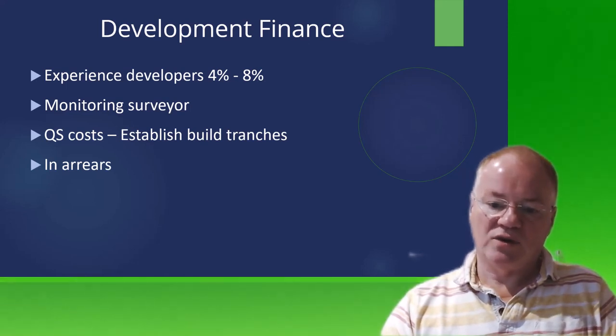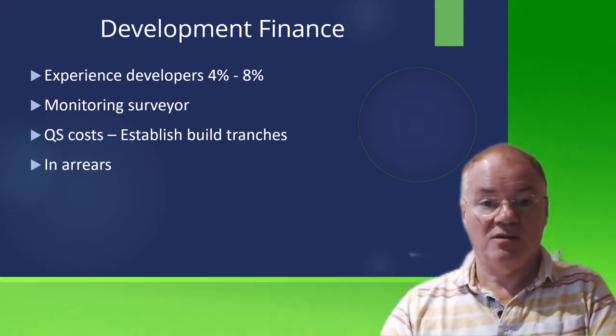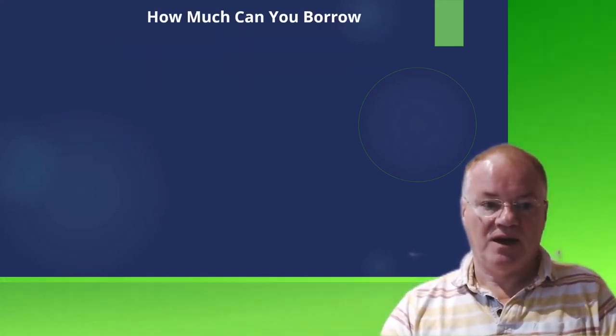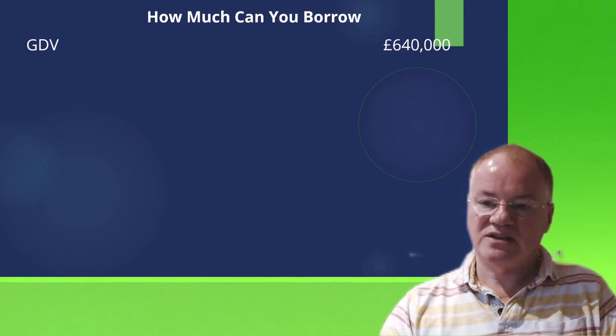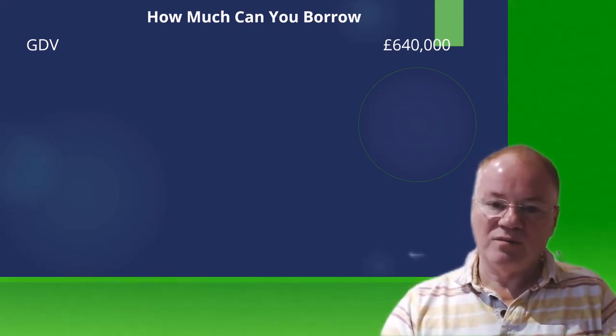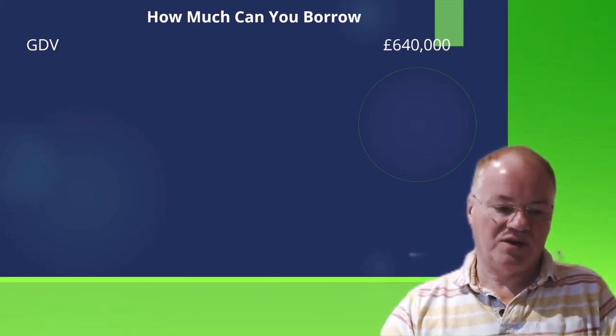They will want a quantity surveyor to establish the costs and the build phases, so how much they're going to pay out at each phase. And so how much can you borrow? Well, this is not actually a very good example, to be honest, because it's below $1 million, but it doesn't really matter. The principles are pretty much the same.